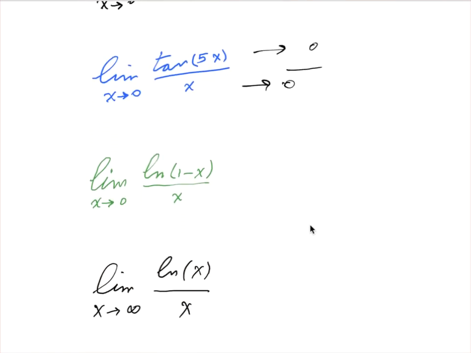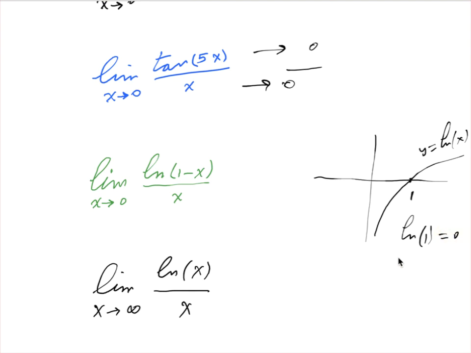Here we have the log function. Here's the graph of the log function, and it has an x-intercept at 1. So ln of 1 is 0. Now here, as x tends to 1, the numerator tends to ln of 1, which is 0, and the denominator tends to 0. That gives you 0 over 0 type.